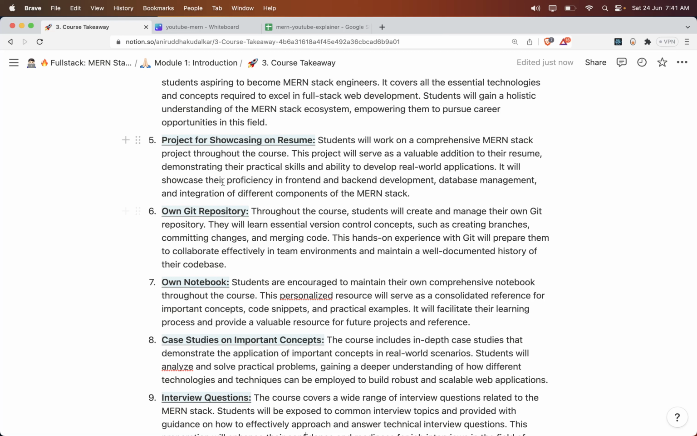Okay, in addition to that, the sixth key takeaway is you will create your own Git repository regularly. You will push the code into the Git repository. So you can showcase that, okay, you can see I have worked for the last these many months and here are the Git commits, right? So you can showcase your project, you can showcase your code to the interviewer immediately. See, this is my working application and this is the code. So you will get your own Git repository at the end of the course.